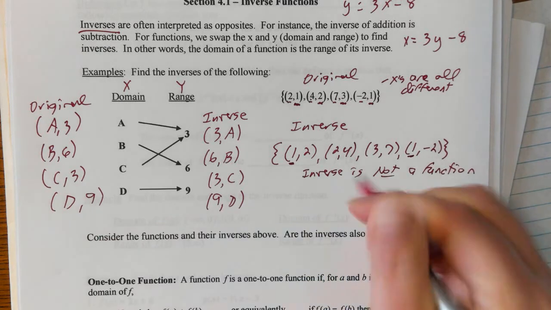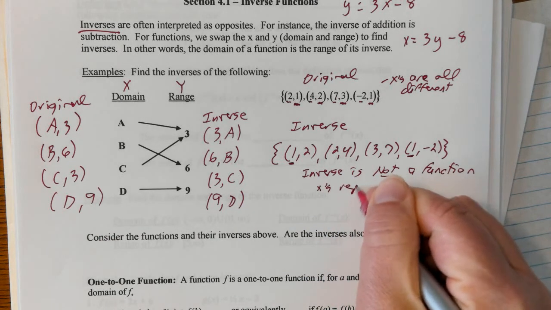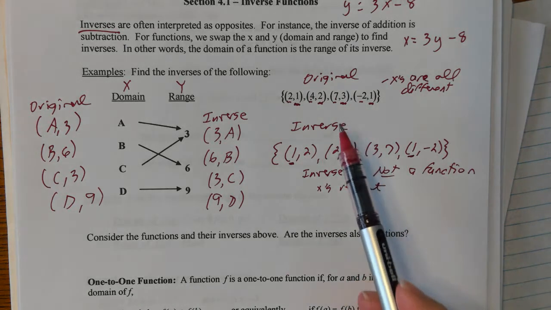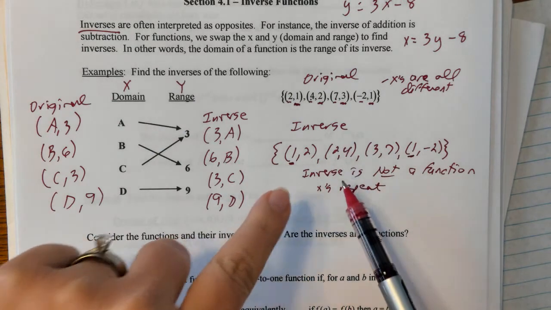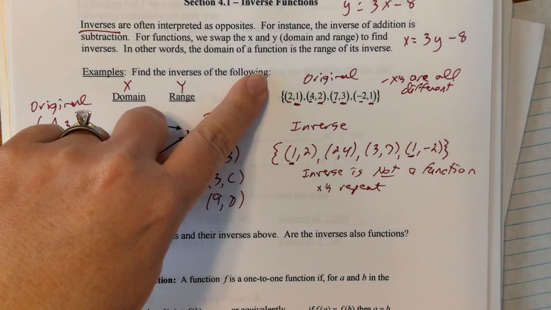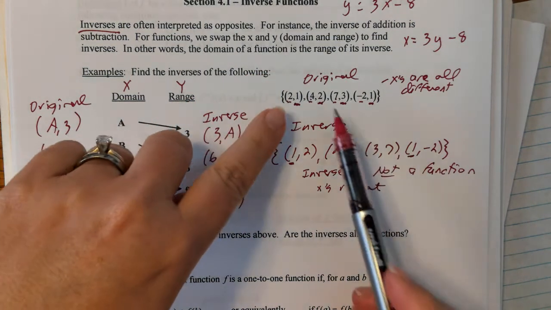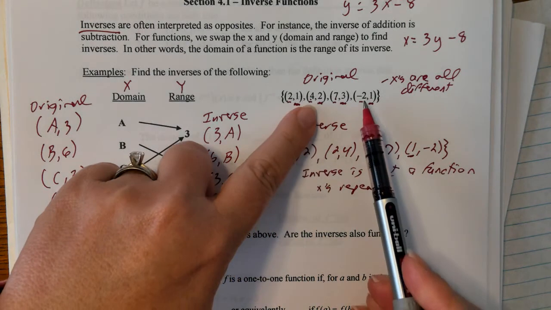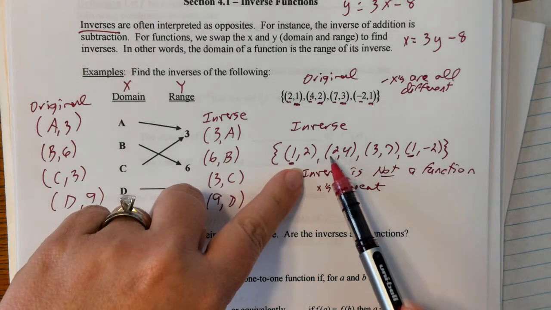Okay? Because the x's repeat. Now, if I'd really been thinking about it, I bet I could have figured out that the inverse was not going to be a function by looking at the original. So remember, the x's in the original become the y's in the inverse, and the y's in the original become the x's in the inverse.